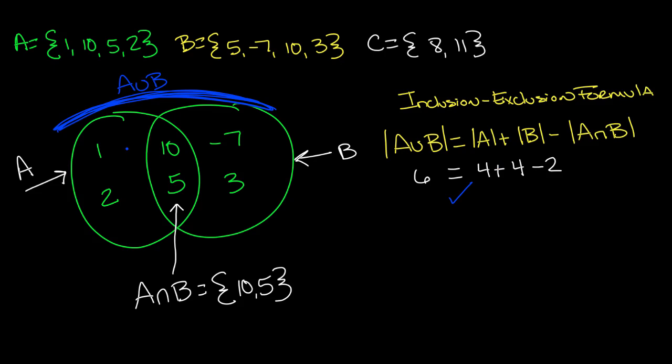What's wrong with saying that the cardinality of A union B equals the cardinality of A plus the cardinality of B? Well, we've double counted. We've given ourselves too much credit because we've counted 10 and 5 twice. So we take that into account by subtracting, in essence, one of the copies of 10 and one of the copies of 5. So cardinality of A union B equals the cardinality of A plus the cardinality of B minus the cardinality of A intersect B.